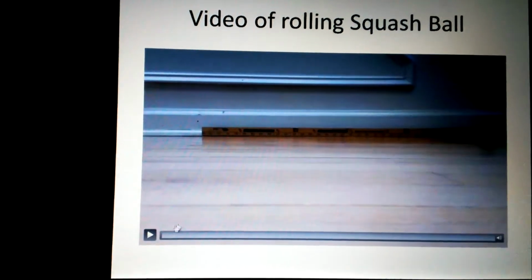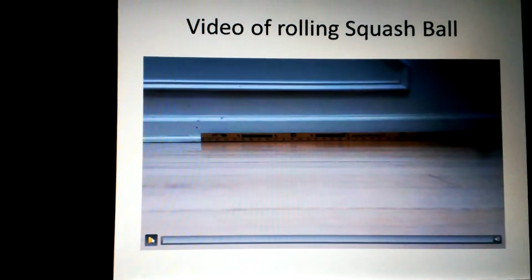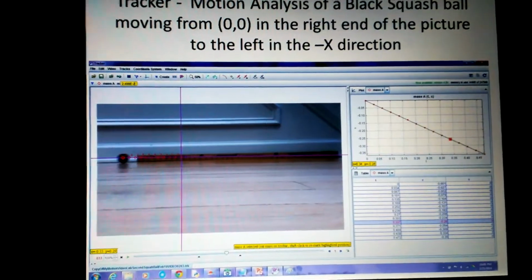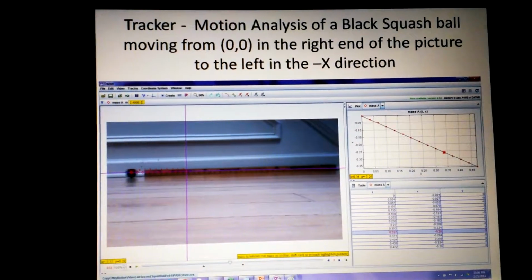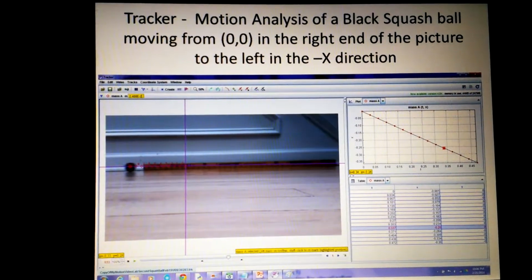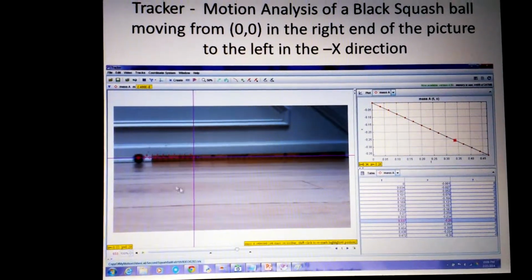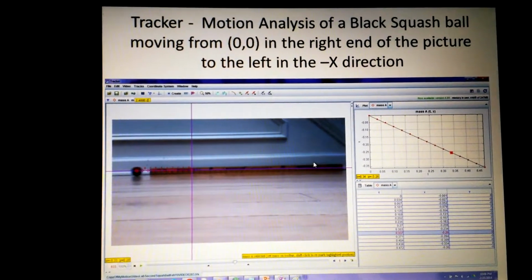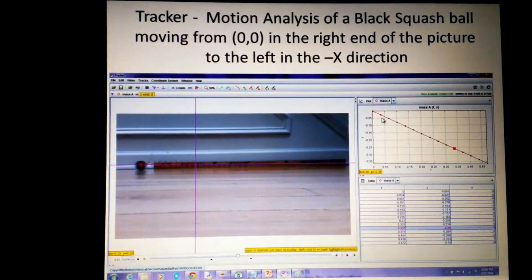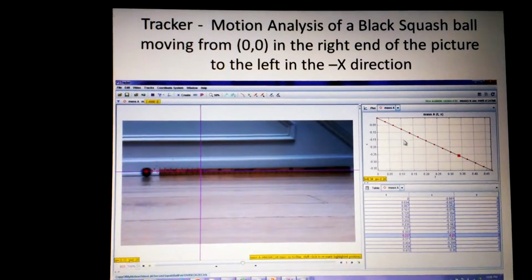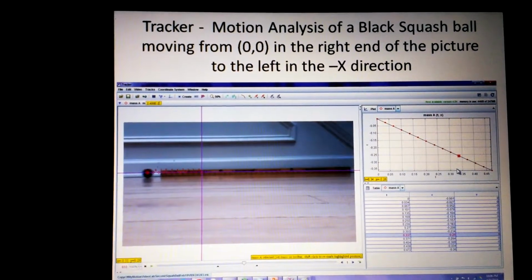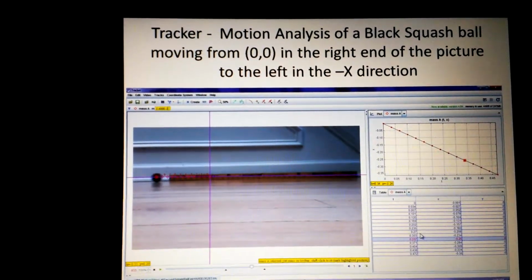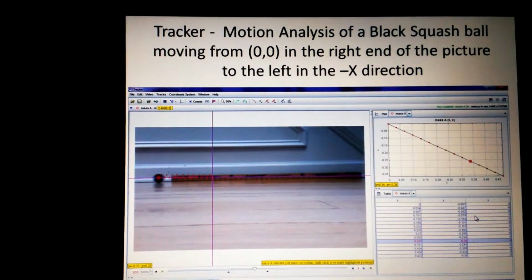Here is a video of my experiment. This is a screenshot of the data generated by Tracker when I tracked the motion of the ball frame by frame, as you can see over here. It generated this graph with a negative slope indicating motion from the right to the left end of the video in the negative x direction. This is a position versus time graph generated by Tracker and the data output, time and position, in 2 columns.